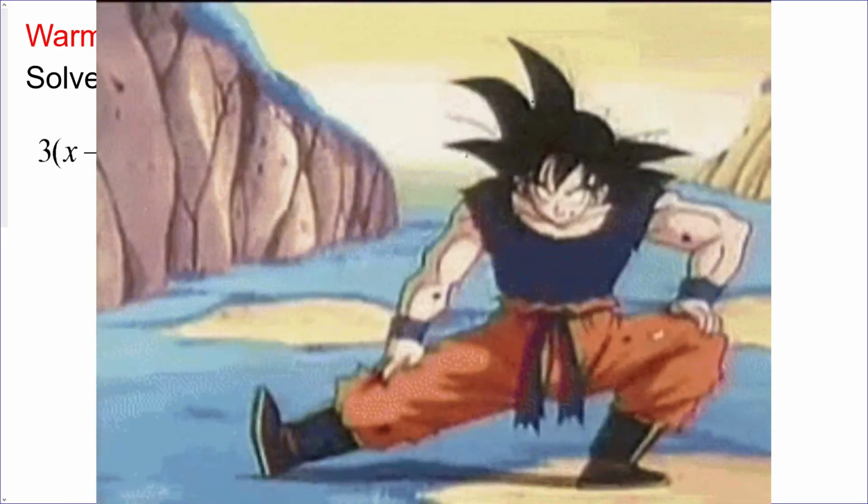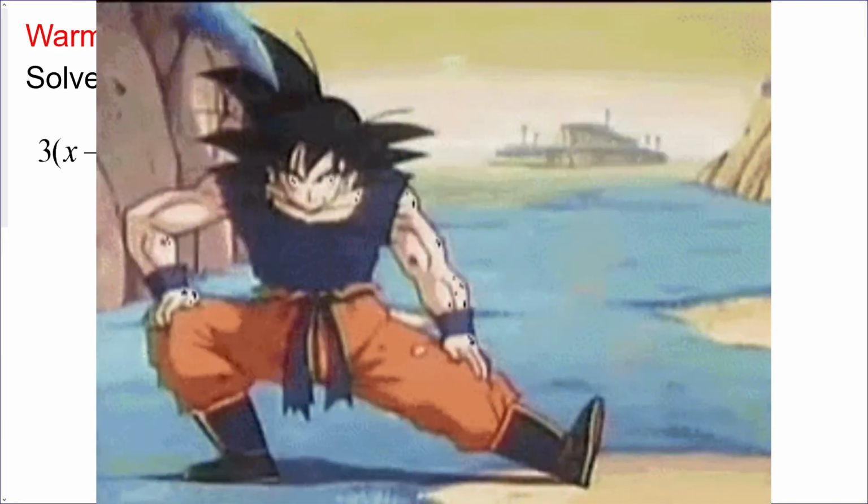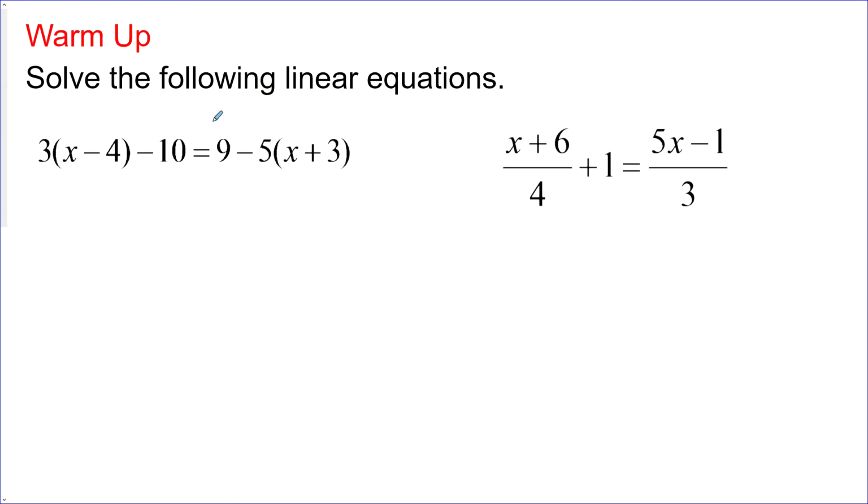Let's warm up by solving these linear equations. They're linear because the x just has an exponent of 1, and then they're not in the denominator in either of these equations. First, we need to distribute in the coefficient. Remember, we don't do 9 minus 5 first. The multiplying and dividing come before adding and subtracting.